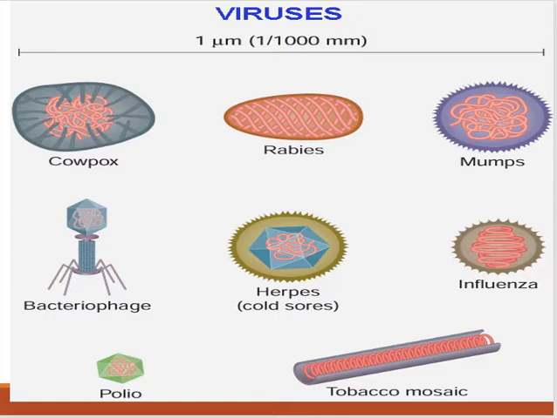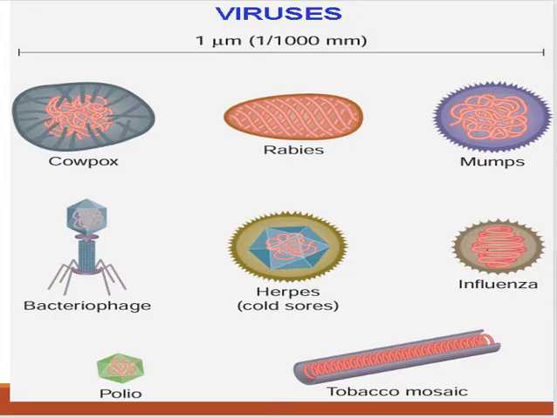Some examples then of some viruses, and the scale we're talking about here is each of these are smaller than even 1 micrometer, which is a thousandth of a millimetre. There's your cowpox virus, the virus that causes rabies, mumps, another round one.